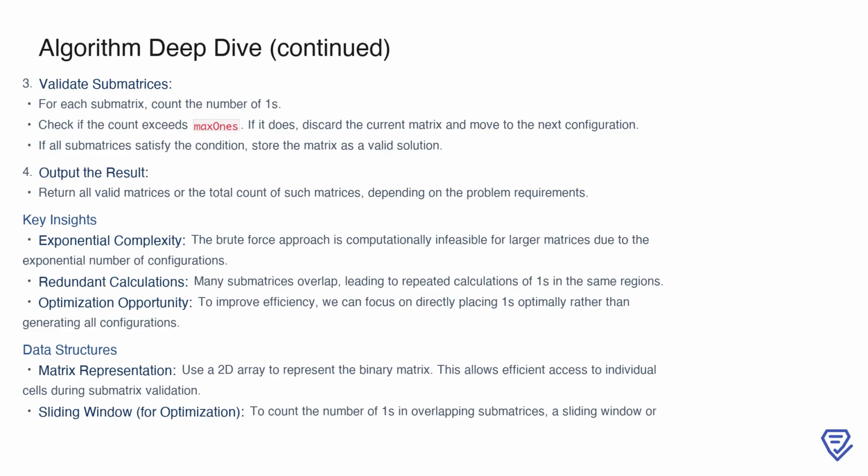The exponential complexity of generating all configurations makes it computationally infeasible for larger matrices. Additionally, because submatrices often overlap, there is a lot of redundant computation when counting ones in overlapping regions. These inefficiencies highlight the need for a more optimized solution, one that avoids generating all configurations and focuses directly on placing ones in an optimal way.